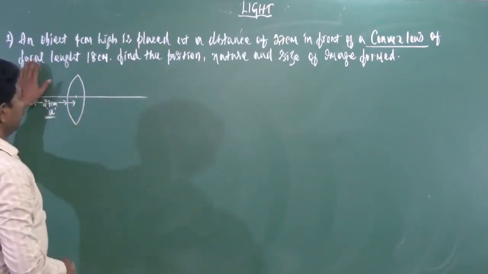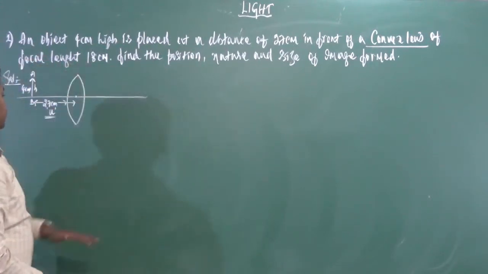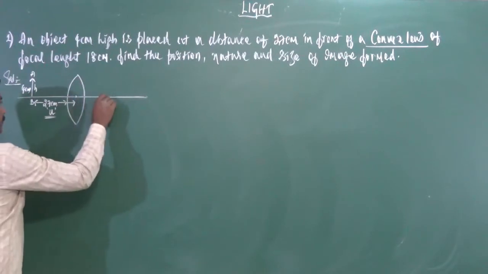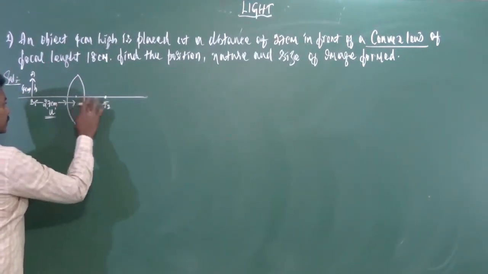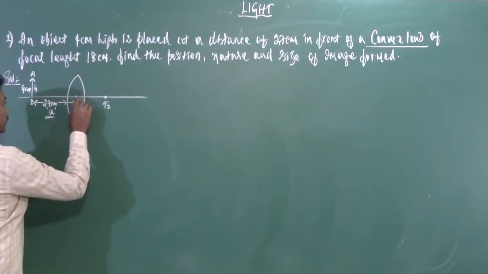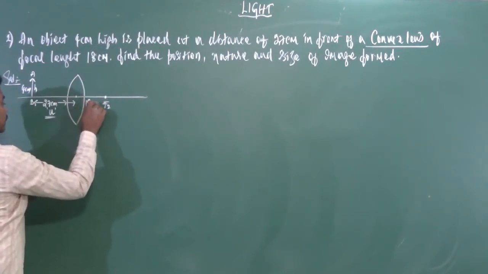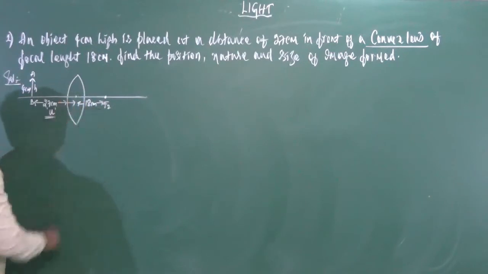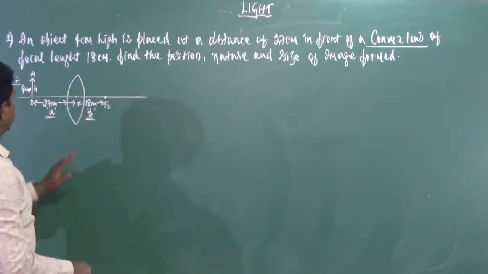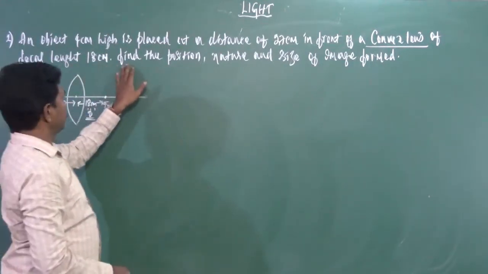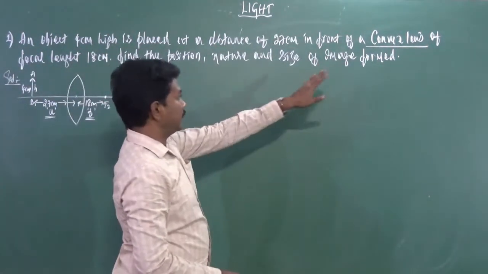Now, of focal length 18 centimeters. Here this is the principal focus, that is F2, we will take. So this is the focal length. This length is 18 centimeters. So the focal length is 18 centimeters. This is the value of f we have here. Find the position, nature and size of the image formed.